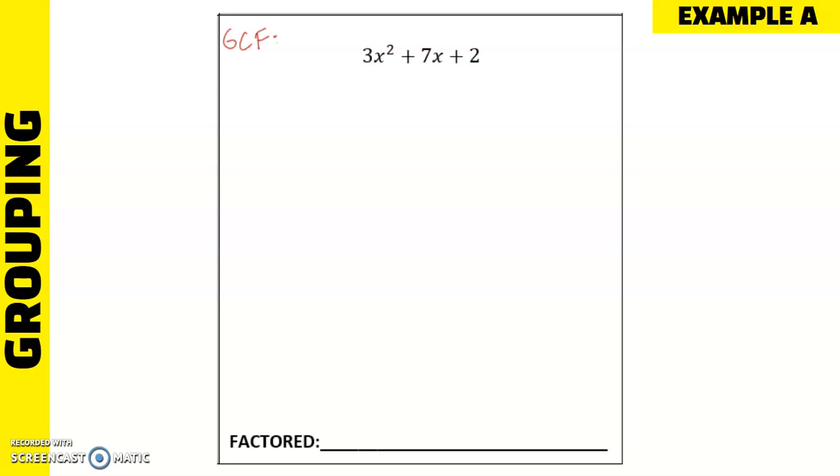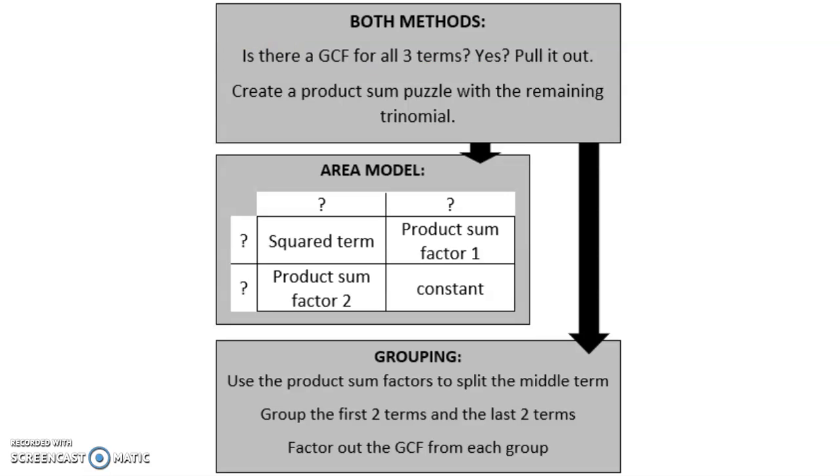First thing I look for is the greatest common factor. So I know there's no variable because the last number is a constant, so they don't have a variable in common. 3, 7, and 2, the largest number they can all be divided by is 1. Remember, if you struggle with GCF, you can go into Desmos and use that as a tool to help you find the GCF. All right, so we already know that it's 1.